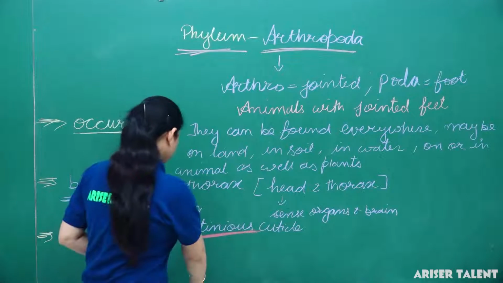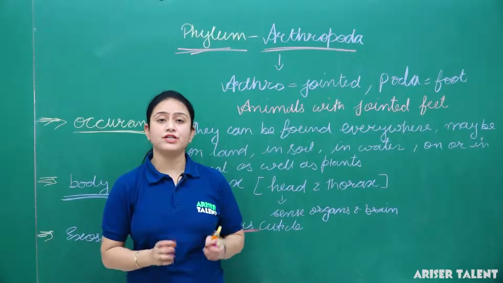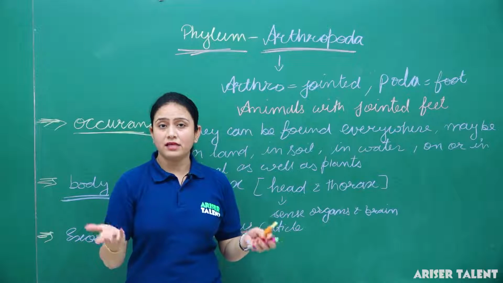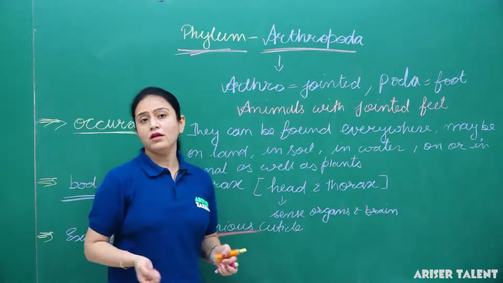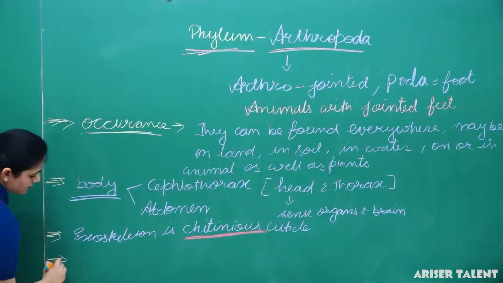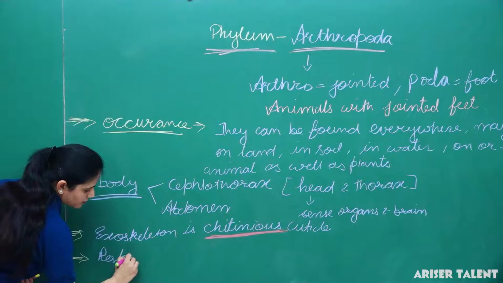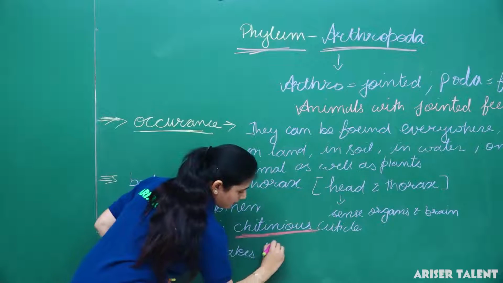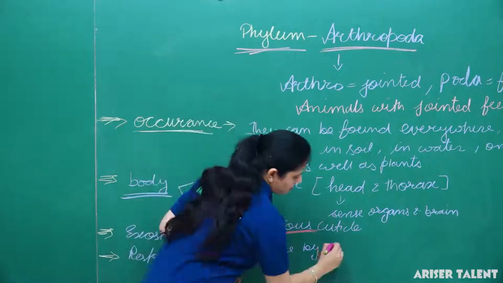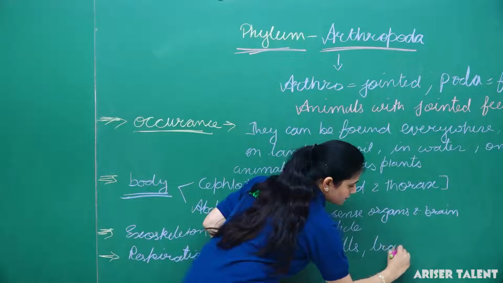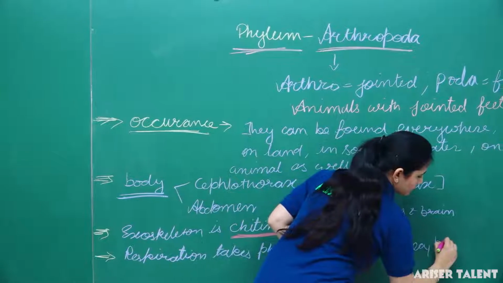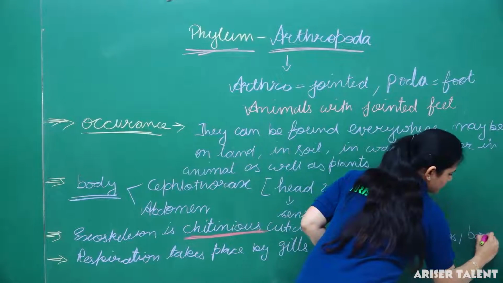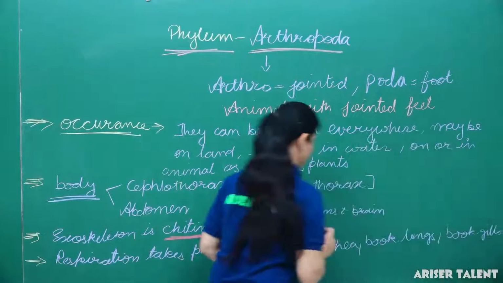Clear? Then if we talk about respiration, as I told you, they are found everywhere. They can be found on land, in water, in animals or in plants. Then they have different respiratory organs, like respiration takes place by gills, trachea, book lungs, book gills, etc.